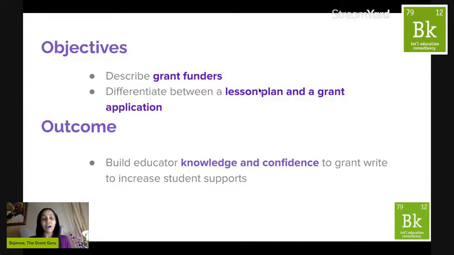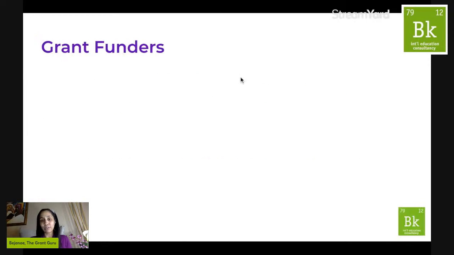And for tonight, our objectives are to describe what grant funders are out there, who is giving out this money, and to also find out what grant funders are looking for in a grant application and how that is different or similar to a lesson plan. And the overall intent and outcome is just to help build educators' knowledge and confidence to be able to grant write to increase student supports and fully stock your classroom. So let's get into it. Let's take a look at grant funders.